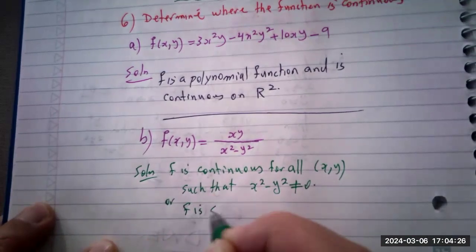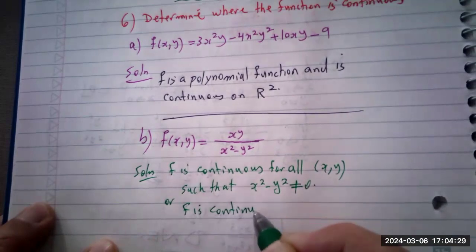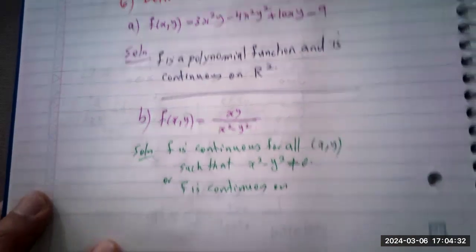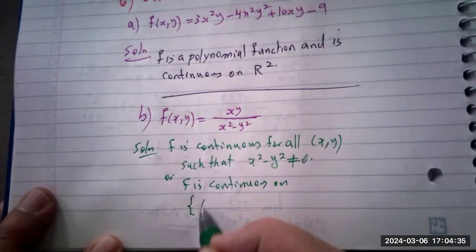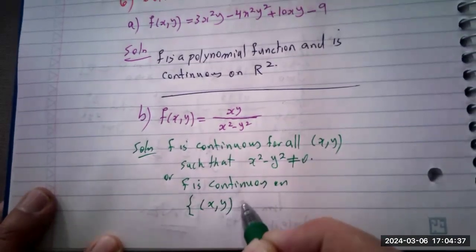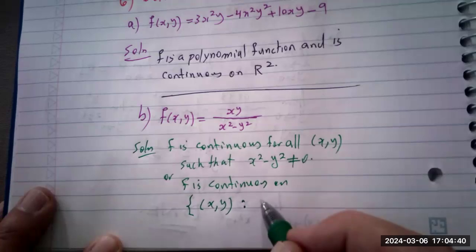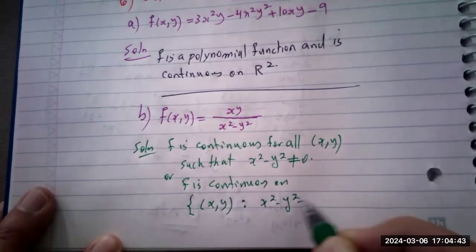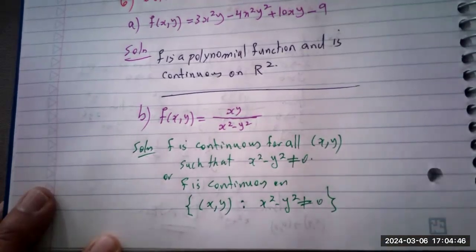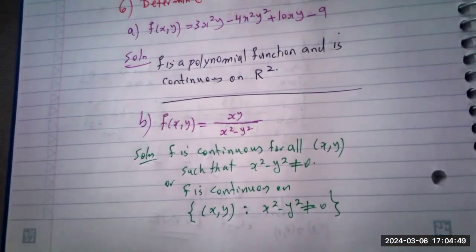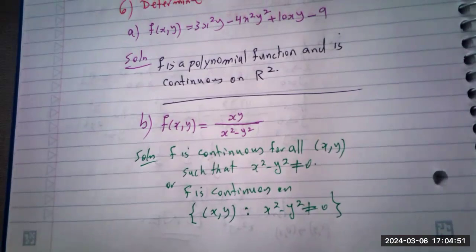In set notation, f is continuous on the collection of points x comma y such that x squared minus y squared is not equal to 0. That's it. You can write x squared not equal to y squared, so x is not equal to positive or negative y, but we accept it because we just identified the restriction nicely. Read your lecture notes.